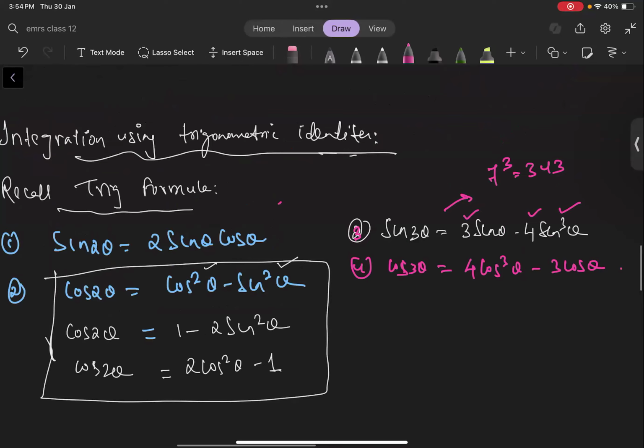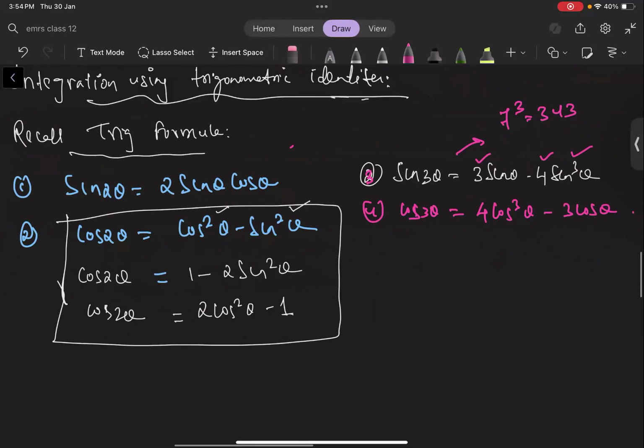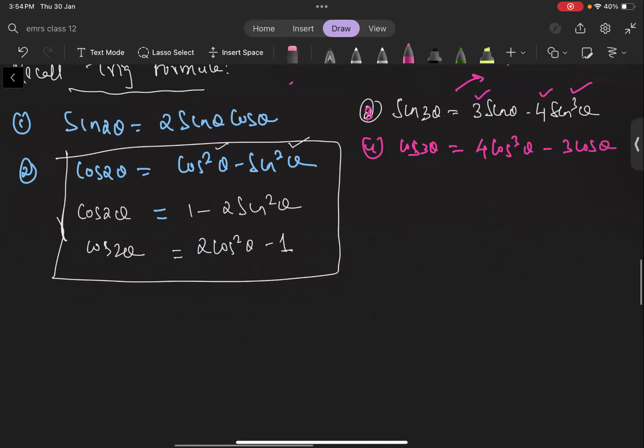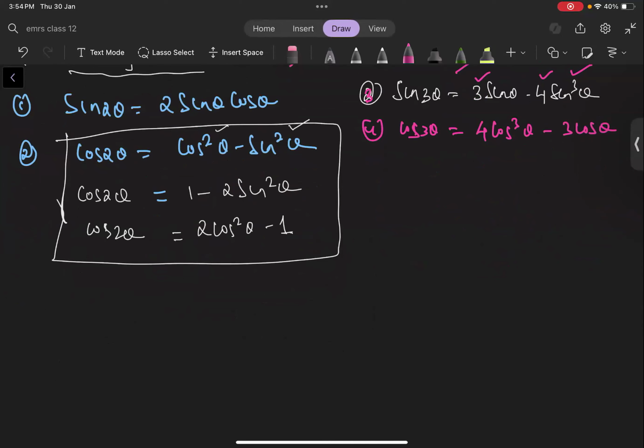Now, if you are well aware of all these formulas of integration, then it becomes quite easy for you to solve the questions of integration based on trigonometry. For example, let me start with a very basic question here.